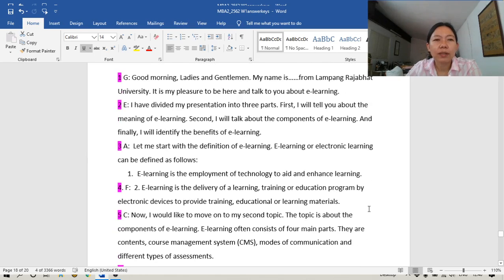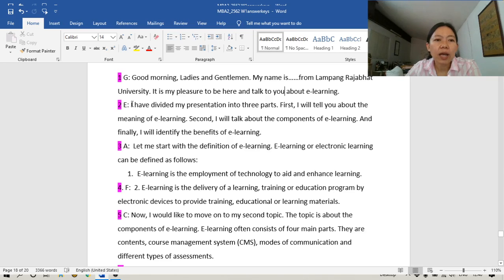First, good morning, ladies and gentlemen. My name is from Lampang Ratchapat University. It is my pleasure to be here and talk to you about e-learning. So in these sentences, we have welcoming the audience, introducing yourself, and talking about your topic. So this person is going to talk about e-learning.